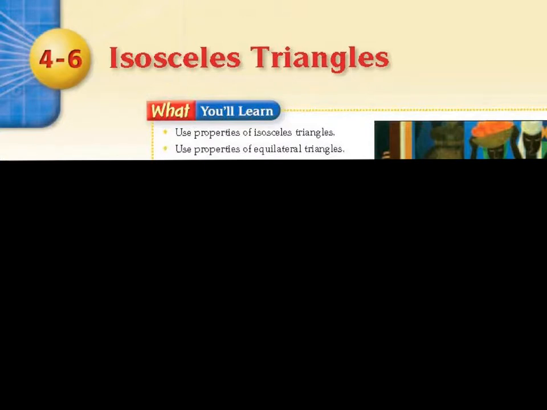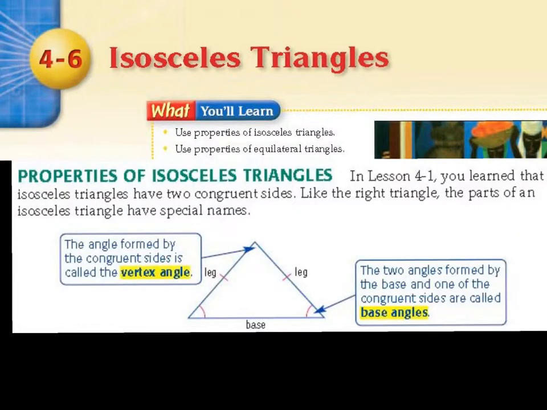In Lesson 4.6, the topic is isosceles triangles. We'll learn how to use the properties of isosceles triangles and the properties of equilateral triangles, which are just special isosceles triangles. In Lesson 4.1, you learned that isosceles triangles have two congruent sides.